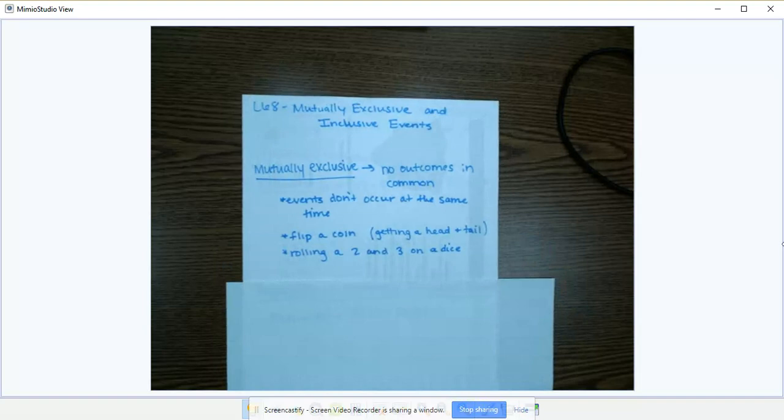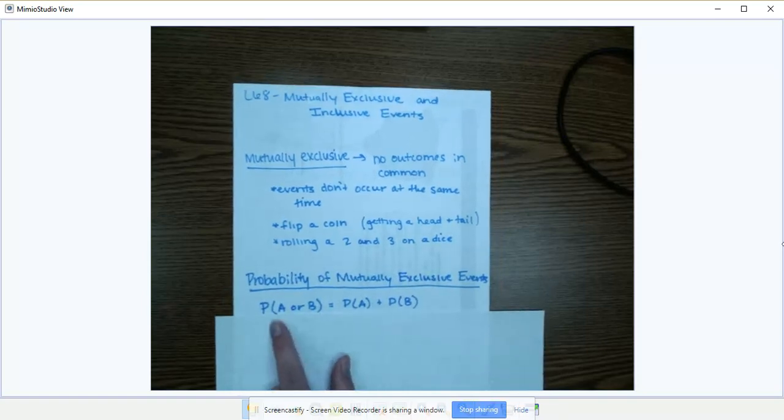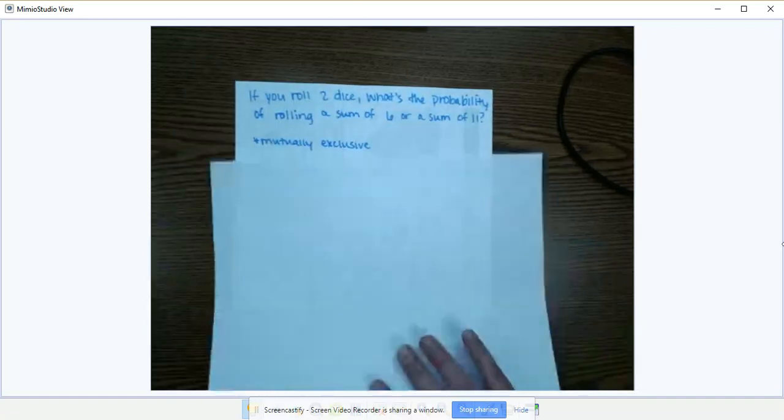There's a dice example, rolling a 2 and a 3 on a dice at the same time. So for probability of mutually exclusive events, the formula is we have our probability of A or B, and we just split that into probability of A, and we add the probability of B. So we're going to look at an example.